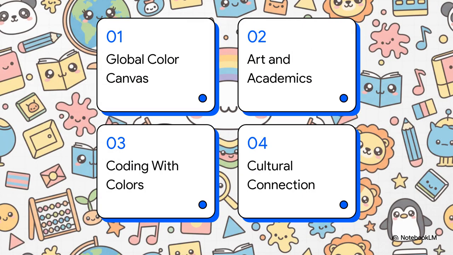Here's our roadmap for today's Explainer. We'll start with the global color canvas, move into blending art and academics, check out coding with colors, and wrap up with a colorful cultural connection.